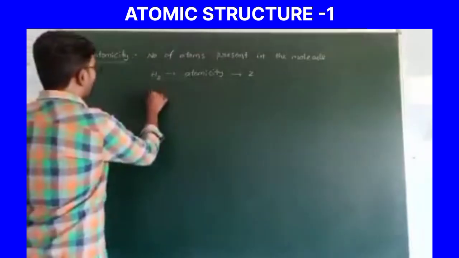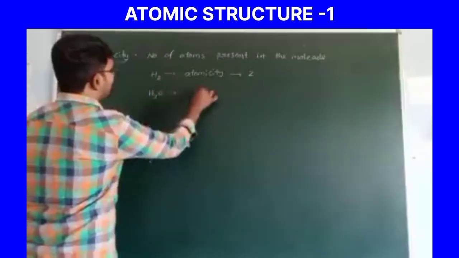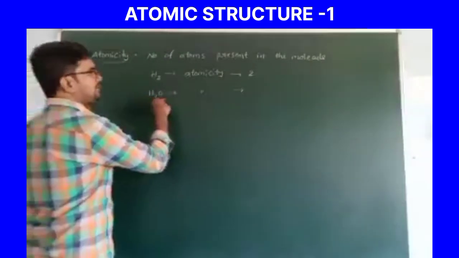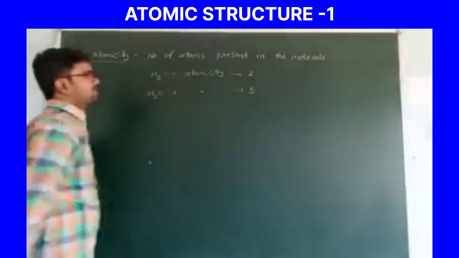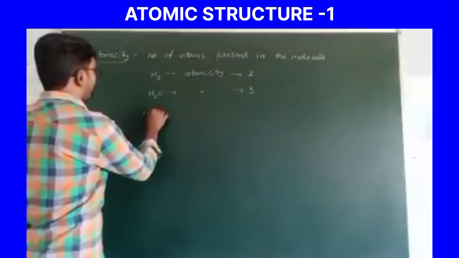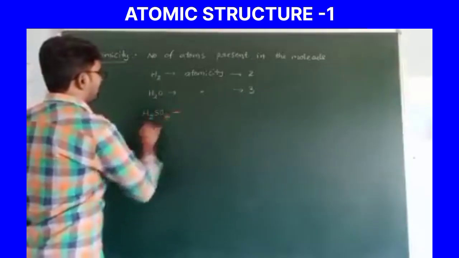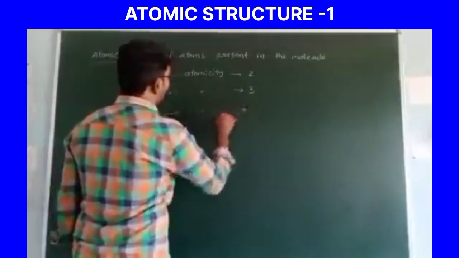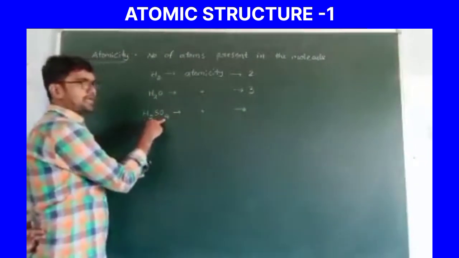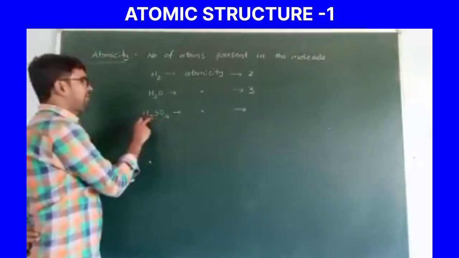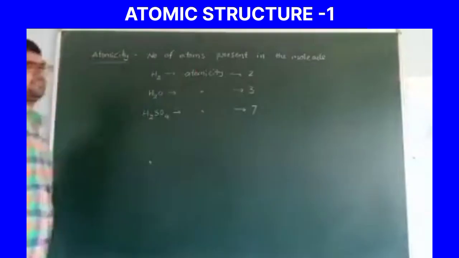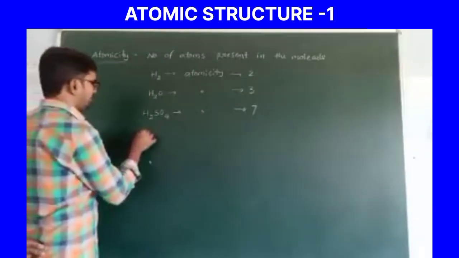In H2O, what is the atomicity? Two hydrogen atoms and one oxygen atom are present, so a total of 3 atoms are present. Now H2SO4. What is the atomicity of H2SO4? 2 hydrogens, 1 sulfur, 4 oxygen atoms. Total 4 plus 1 is 5, 5 plus 2 is 7. So the atomicity is 7.